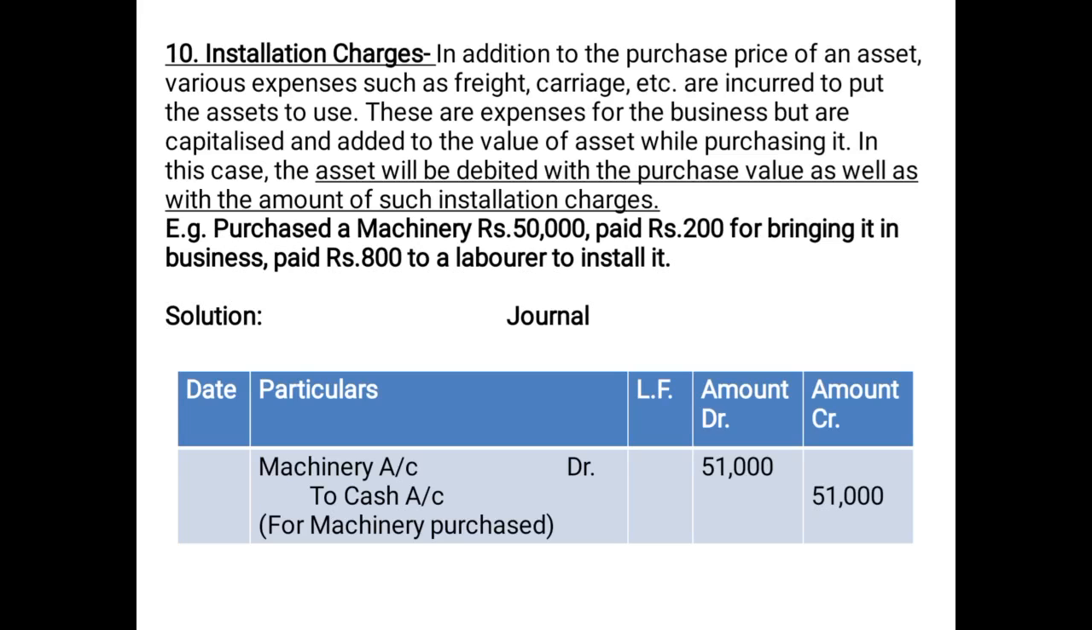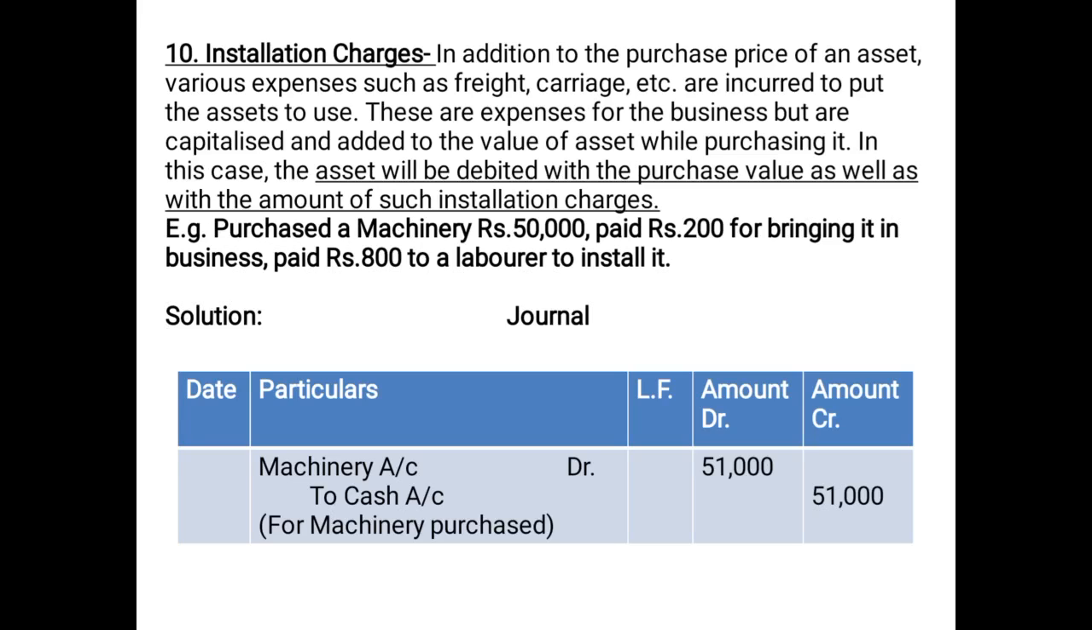So what will be the entry passed? Machinery account will be debited. Why are we debiting machinery account? Because machinery being an asset, being a real account, debit what comes in. Now since the business is purchasing machinery, machinery is coming into the business, therefore machinery account will be debited with the entire amount including the installation charges, that is 51,000.